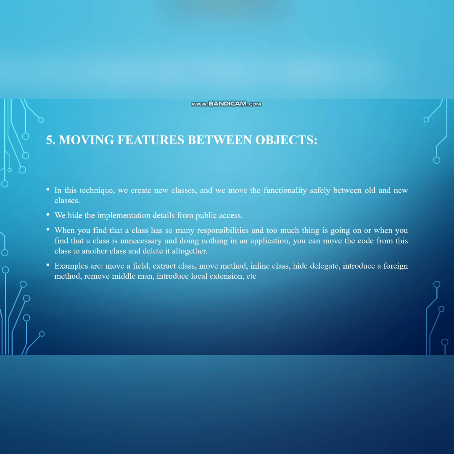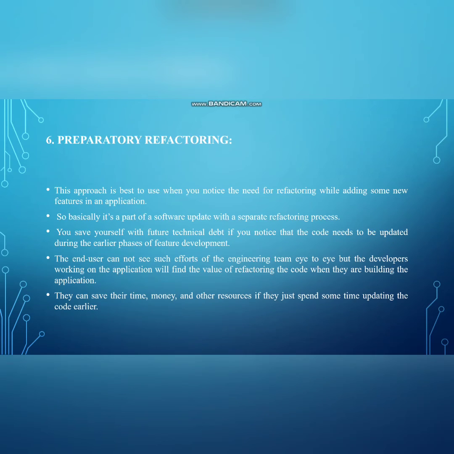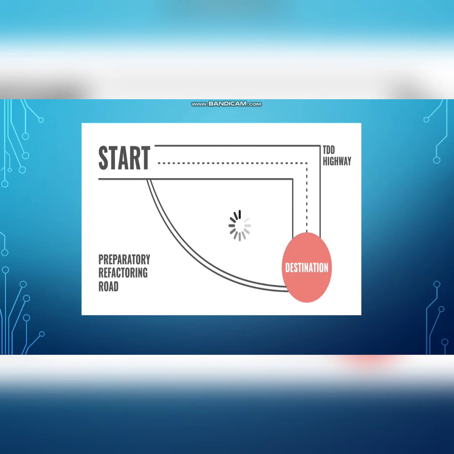Sixth is preparatory refactoring. This approach is best to use when you notice the need for refactoring while adding new features to an application. You save yourself from future technical debt if you notice that the code needs to be updated during the earlier phases of feature development. And here is a diagram for the preparatory refactoring road, which starts from the destination.